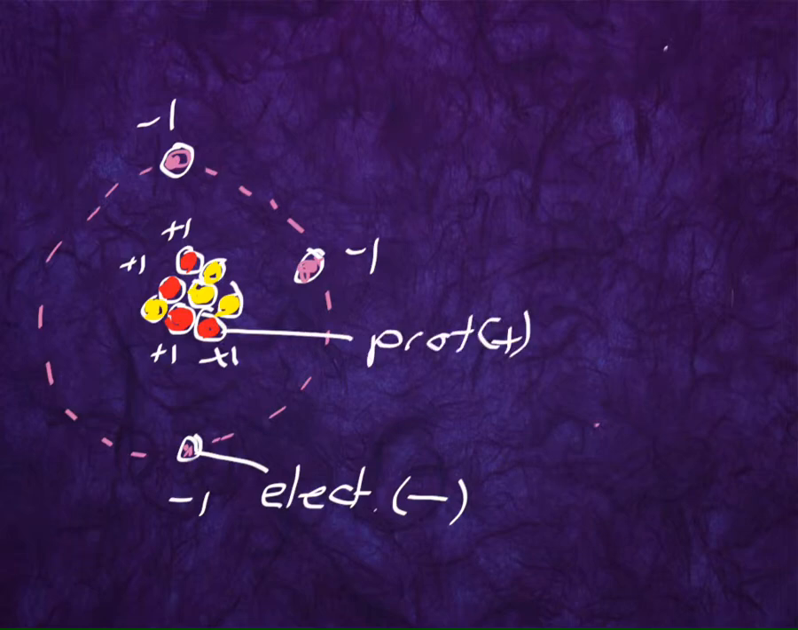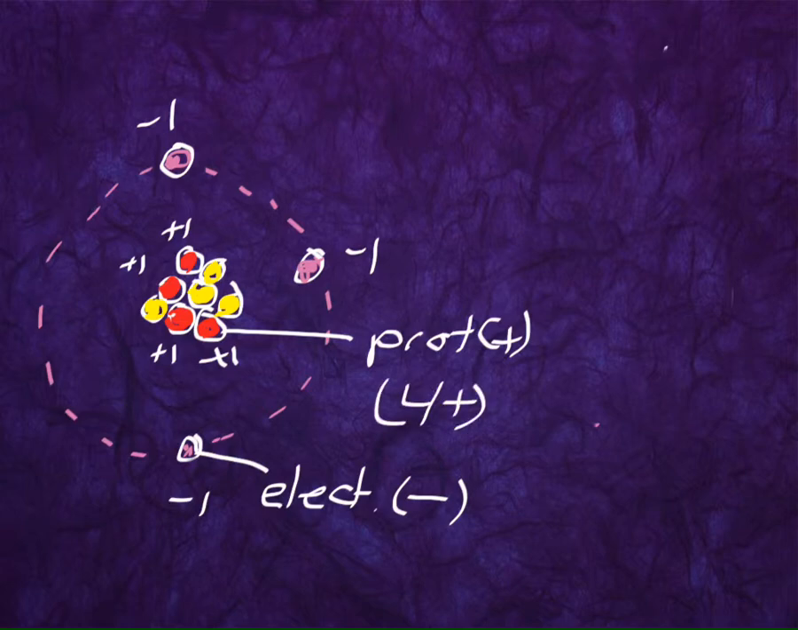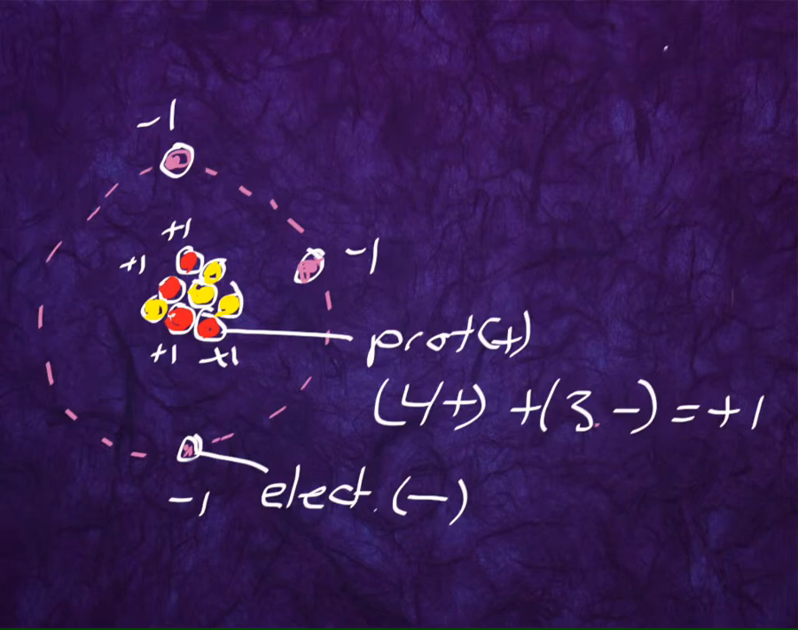How many protons do I have? I got 1, 2, 3, 4, right? I got 4 protons, and I have 3 electrons. So here's another example. What is my overall charge? It is plus 1.